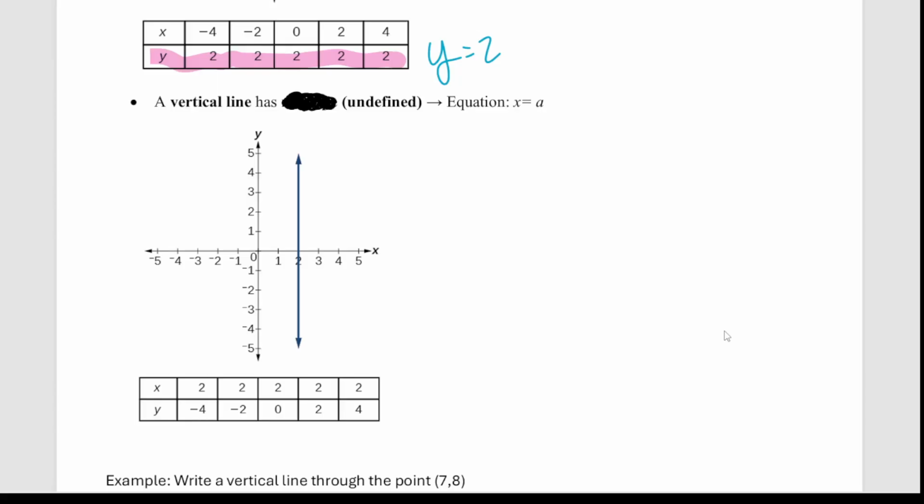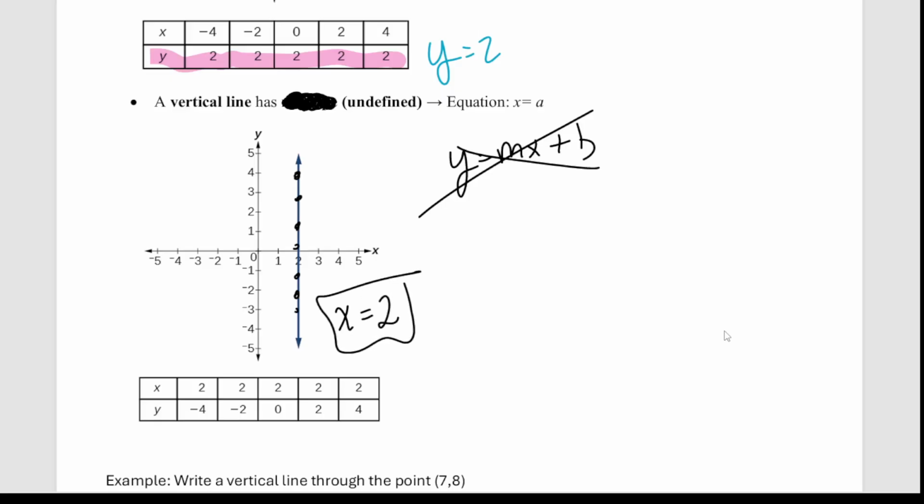So how do you write it? Well, you can't even plug it into y equals mx plus b. Not going to work because I can't plug in undefined for m. What do I do instead? Well, it has a similar logic to the previous one, that for all of these points, x has the same value this time. So in particular, x equals 2 would be the equation of this vertical line.